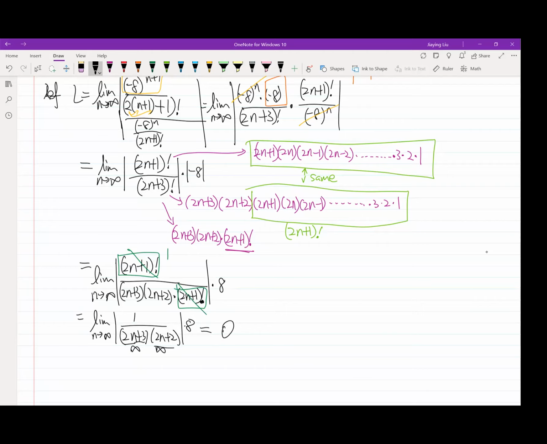Hopefully that helps. I'll write down this. All right, I hope it helps. And any questions about this example or the one before?